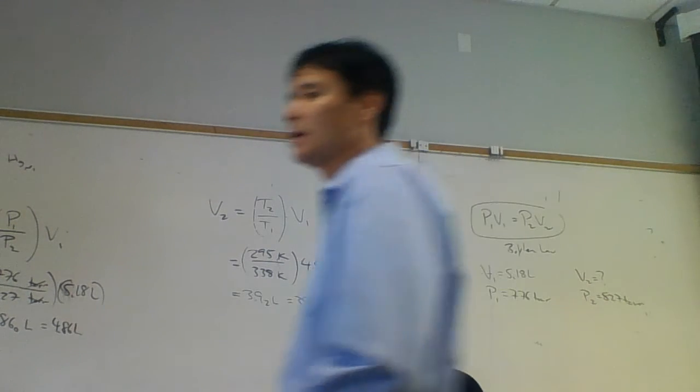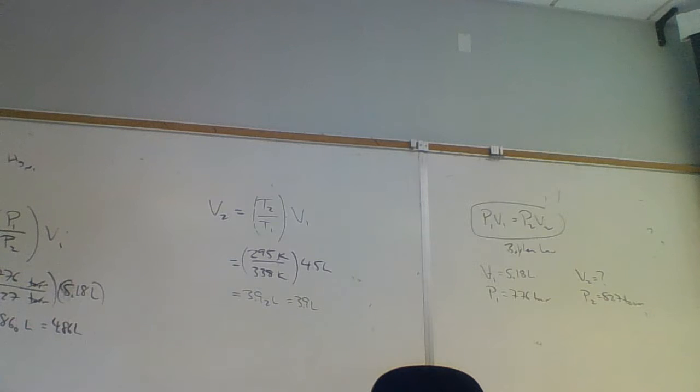We can do that because volume is directly proportional to temperature, but inversely proportional to pressure. And so what we come up with is this: pressure times volume over temperature is equal to a constant. In other words, when we combine all those, we end up with this.